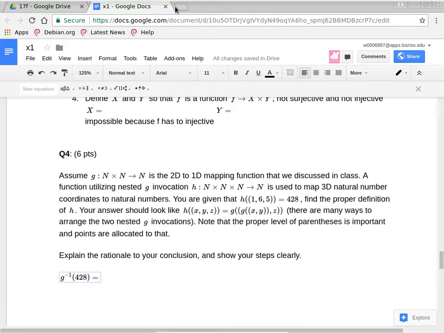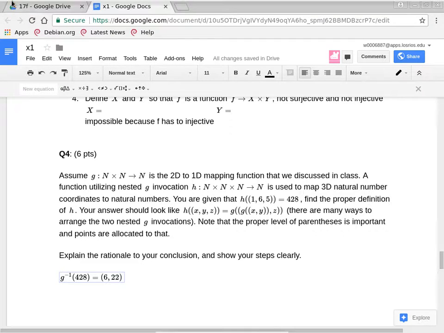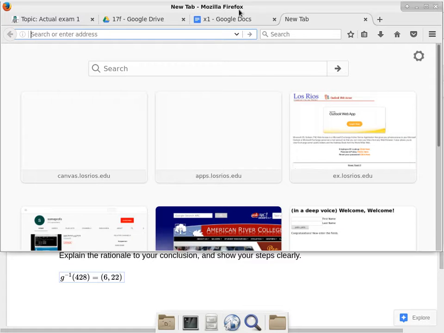6 and 22, I believe. 6 and 22, 6 being first, and 22 being second? Okay. Well, we can always double check that. I mean, that's an easy thing to check. This one's 6. Over 6.